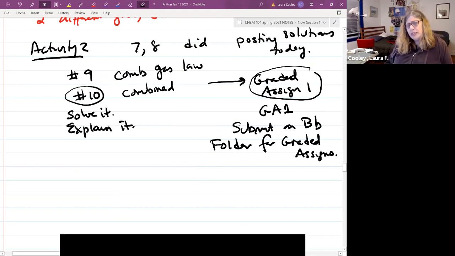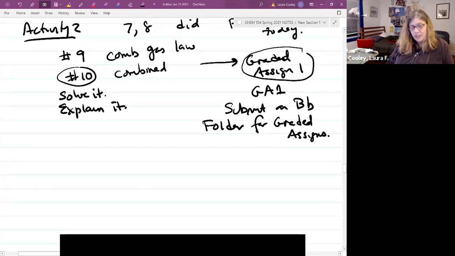So I don't want you to explain this by saying the equation does this and this and this. I want you to tell me intuitively, why is it that you get the answer that you get in this problem?